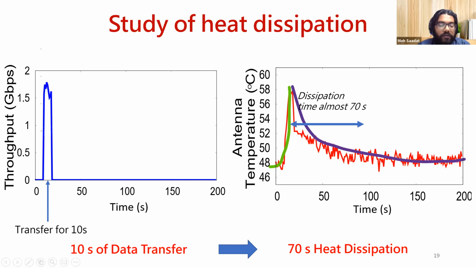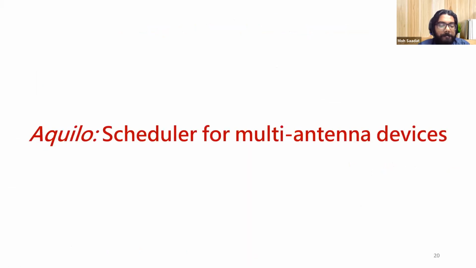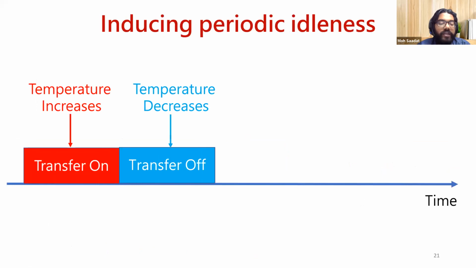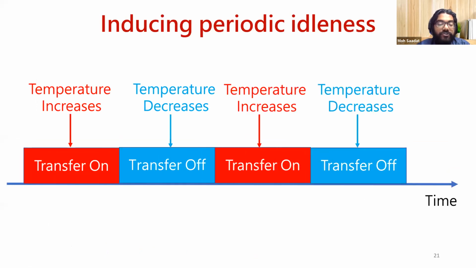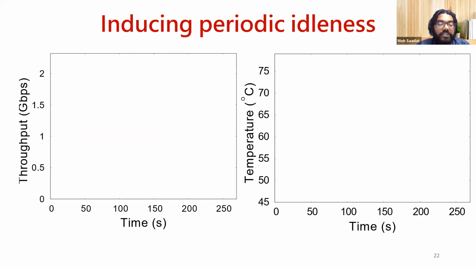A naive way to prevent overheating of a device is to induce idleness in between periods of data transfers. The idleness allows the antenna chips to cool down. We investigated such a scheme.